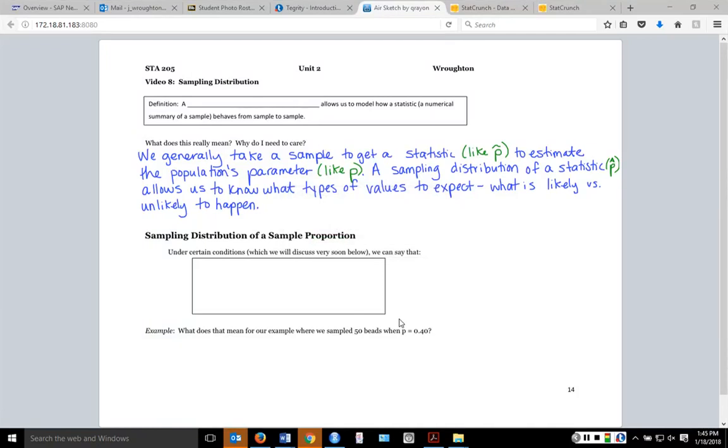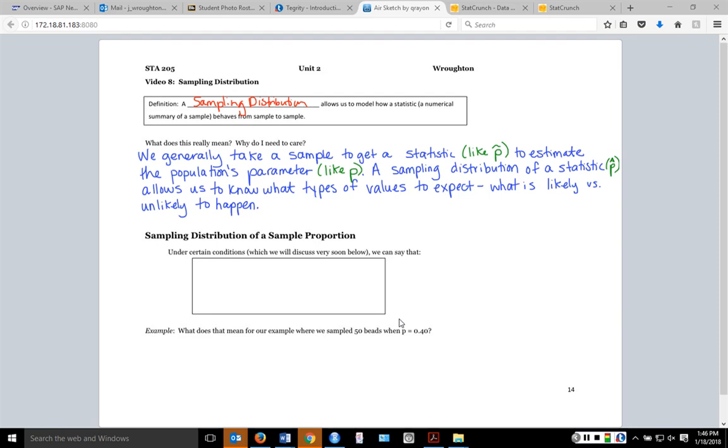Alright, so we just got done looking at a simulation to try to understand the idea we're going to talk about in this video. What we're going to be talking about is what's called a sampling distribution. That's what our definition is here. A sampling distribution allows us to model how a statistic, remember a statistic is a numerical summary of a sample, like p hat, behaves from sample to sample. Those pictures that we looked at in the applet were examples of what the model looks like. So we're going to talk a little about what this actually means and why you should care.